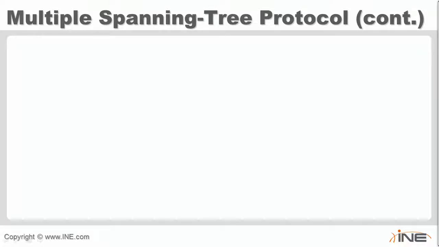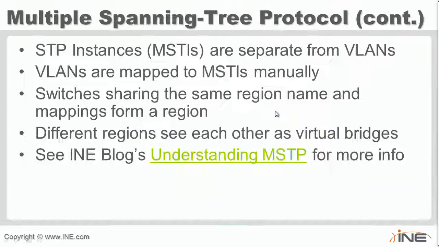So as we were talking about before, the multiple spanning tree protocol, or MST, the main idea behind this is that we can manually define the number of spanning trees that we want to run and how they are going to map to the individual VLANs. In this case we're considering these multiple spanning tree instances as separate from the actual VLANs.